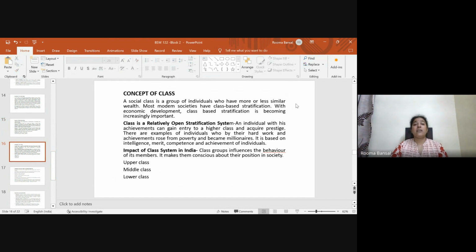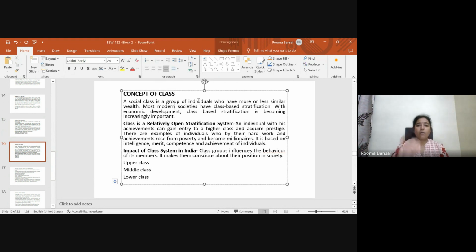Another concept is the concept of class. Here, we are not talking about caste. Caste is a different thing, and class is a different thing. A social class is a group of individuals who have more or less similar wealth. Most modern societies have class based stratification. With economic development, class based stratification is becoming increasingly important.